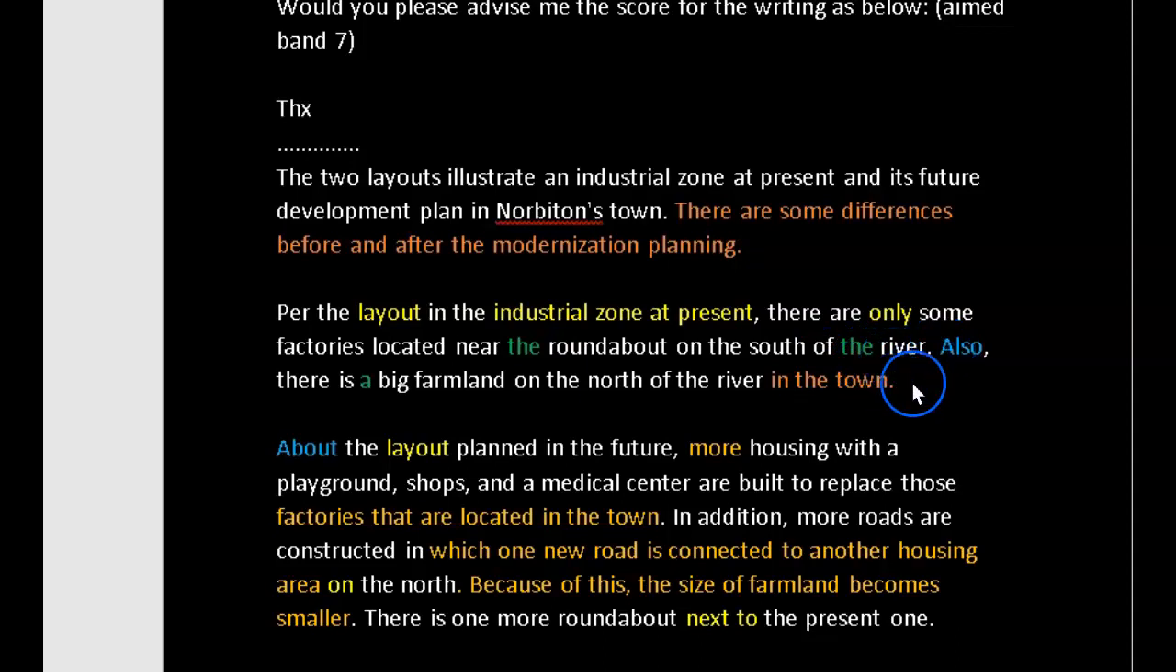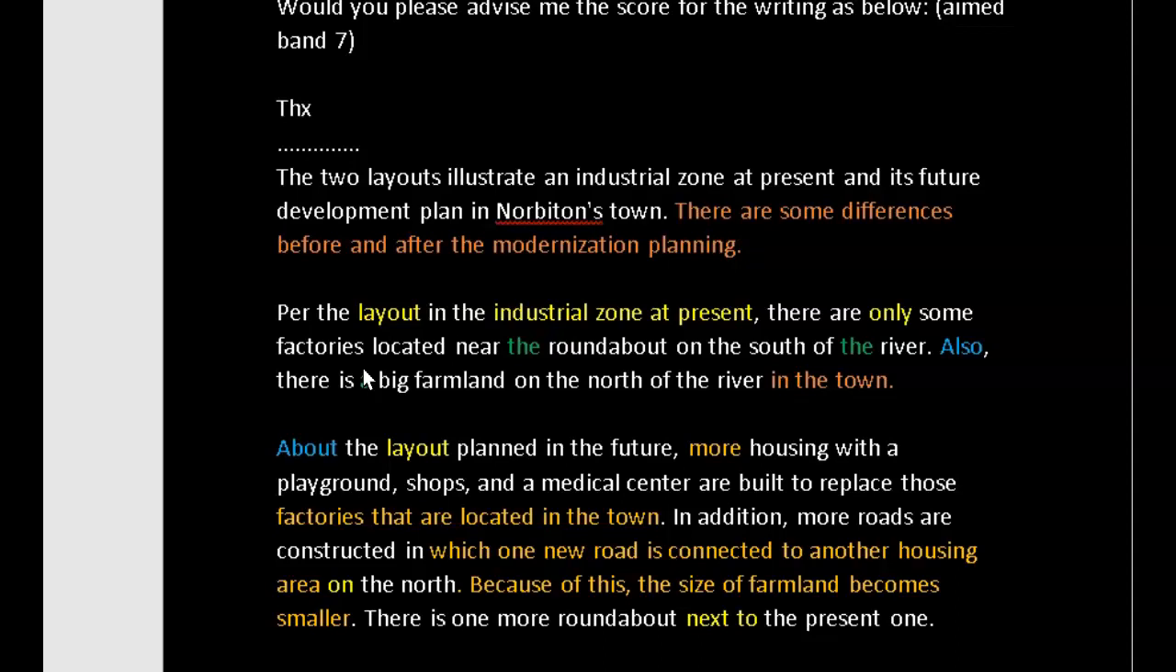I'm not a big fan of using "also" to start a sentence. There is a big farmland. See, here you got the right idea, except that farmland is an uncountable noun. Okay, it's talking about a category of land, farmland. So you can't have a farmland. It's not countable. To the north of the river in the town. Well, it's not in the town. It's outside of the town. What towns have farms in them? We showed you on the map before.